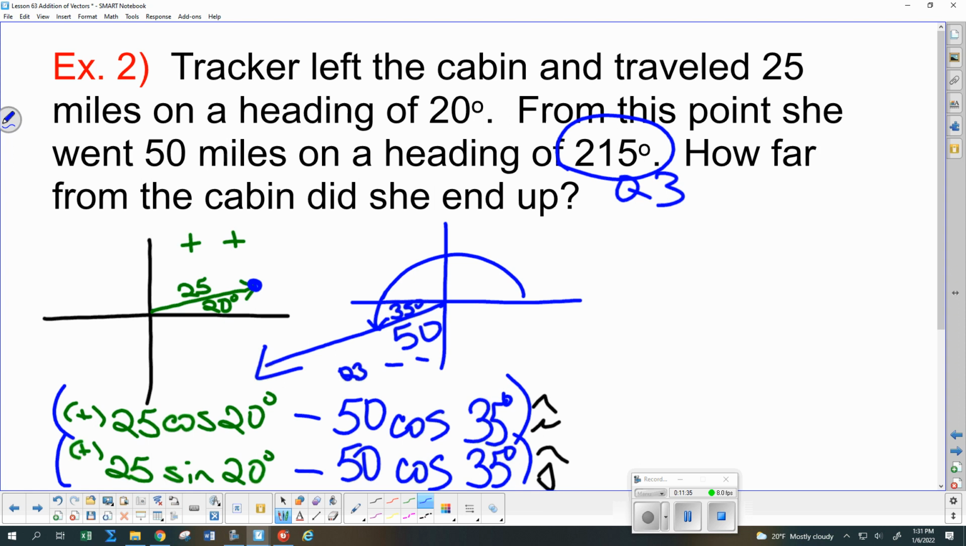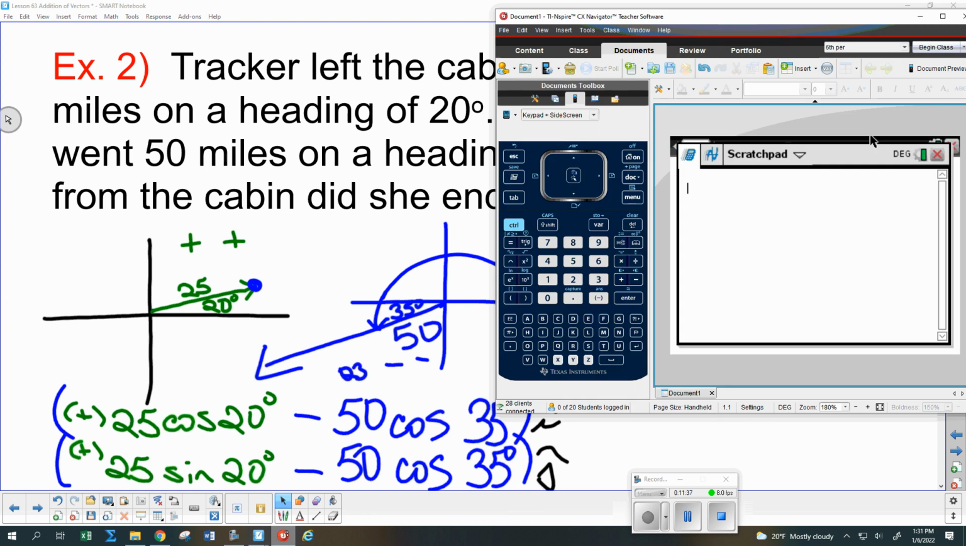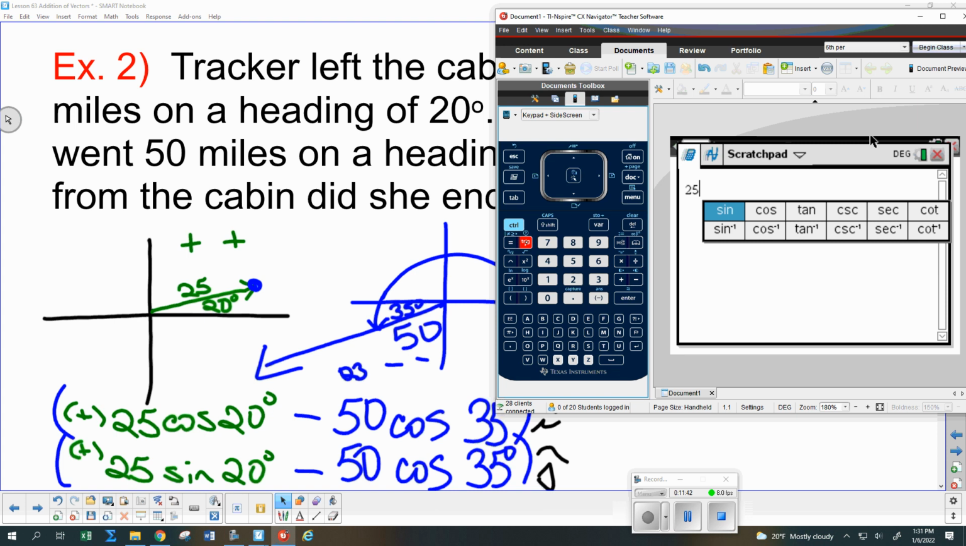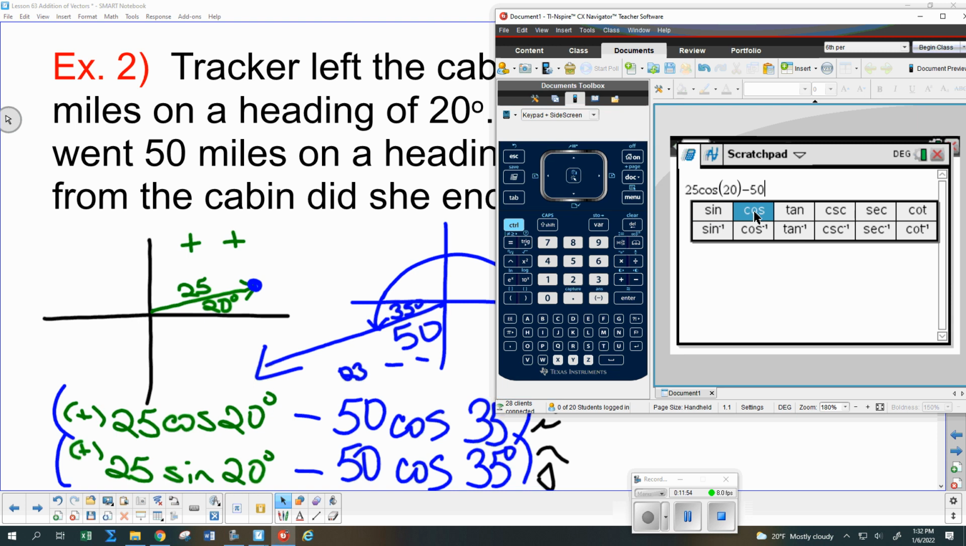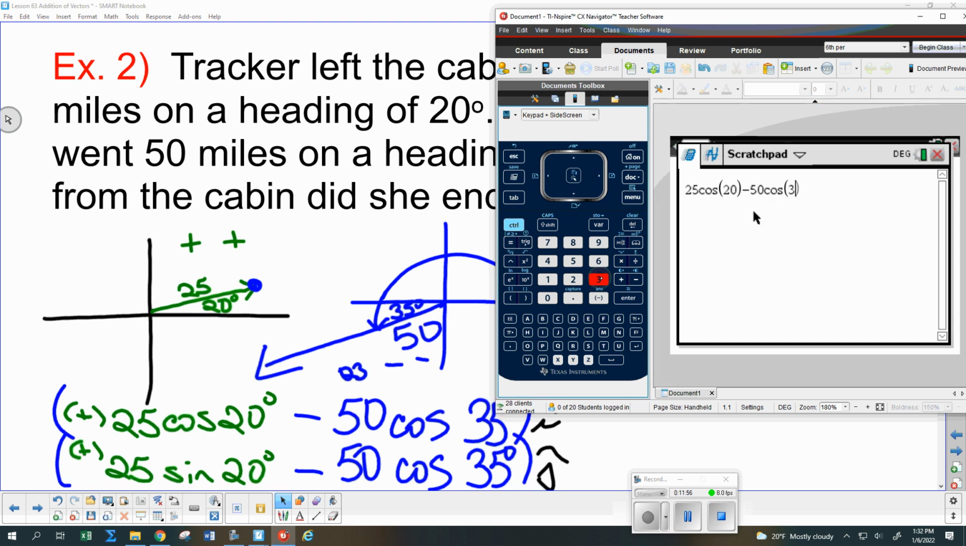So let's all grab our calculators and let's enter the first one, 25 cosine 20 degrees. Be sure we remember to go outside that parentheses, and then minus the 50 cosine, and this time it's 35 degrees. And hopefully you are seeing a negative 17.465.